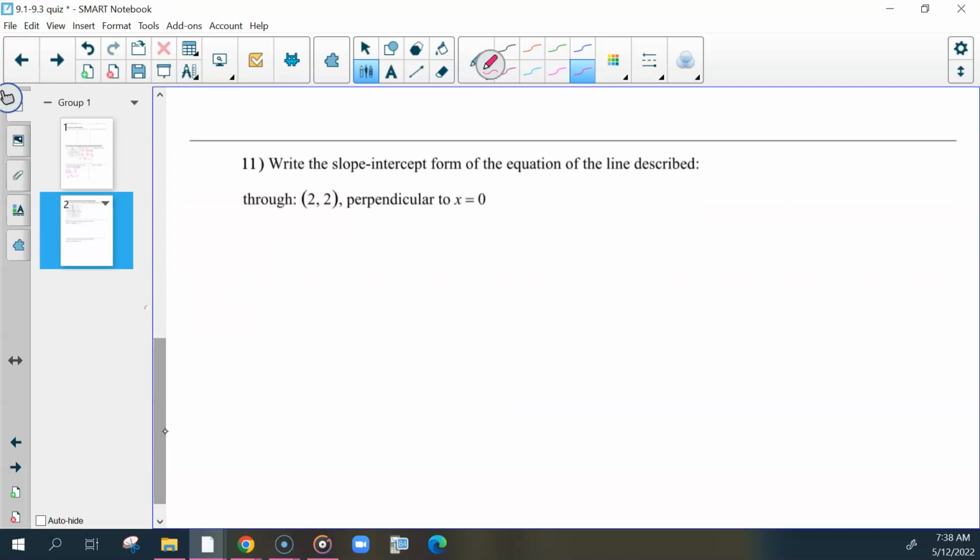For this problem, you have to know that if it says x equals whatever, this is not your slope. You have to find the slope of this line, and then find the slope that would be perpendicular to that line. And then know which type of line has that type of slope.